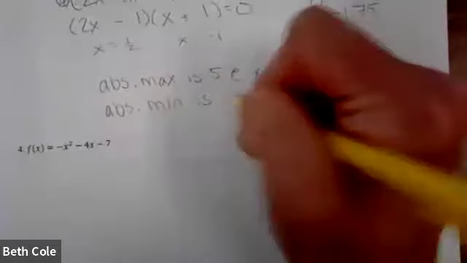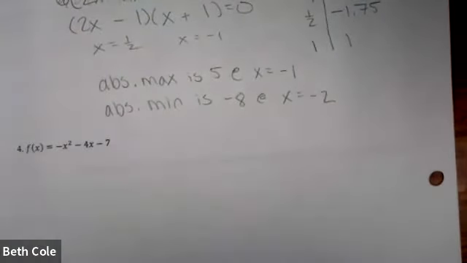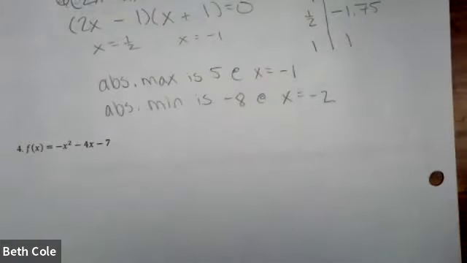And then absolute minimum is, what's the lowest number we got? It's -8 at x equals -2. You do not need a justification for a candidates test. So you don't have to write any more sentences. The chart is your justification. Okay? So the chart is your justification.